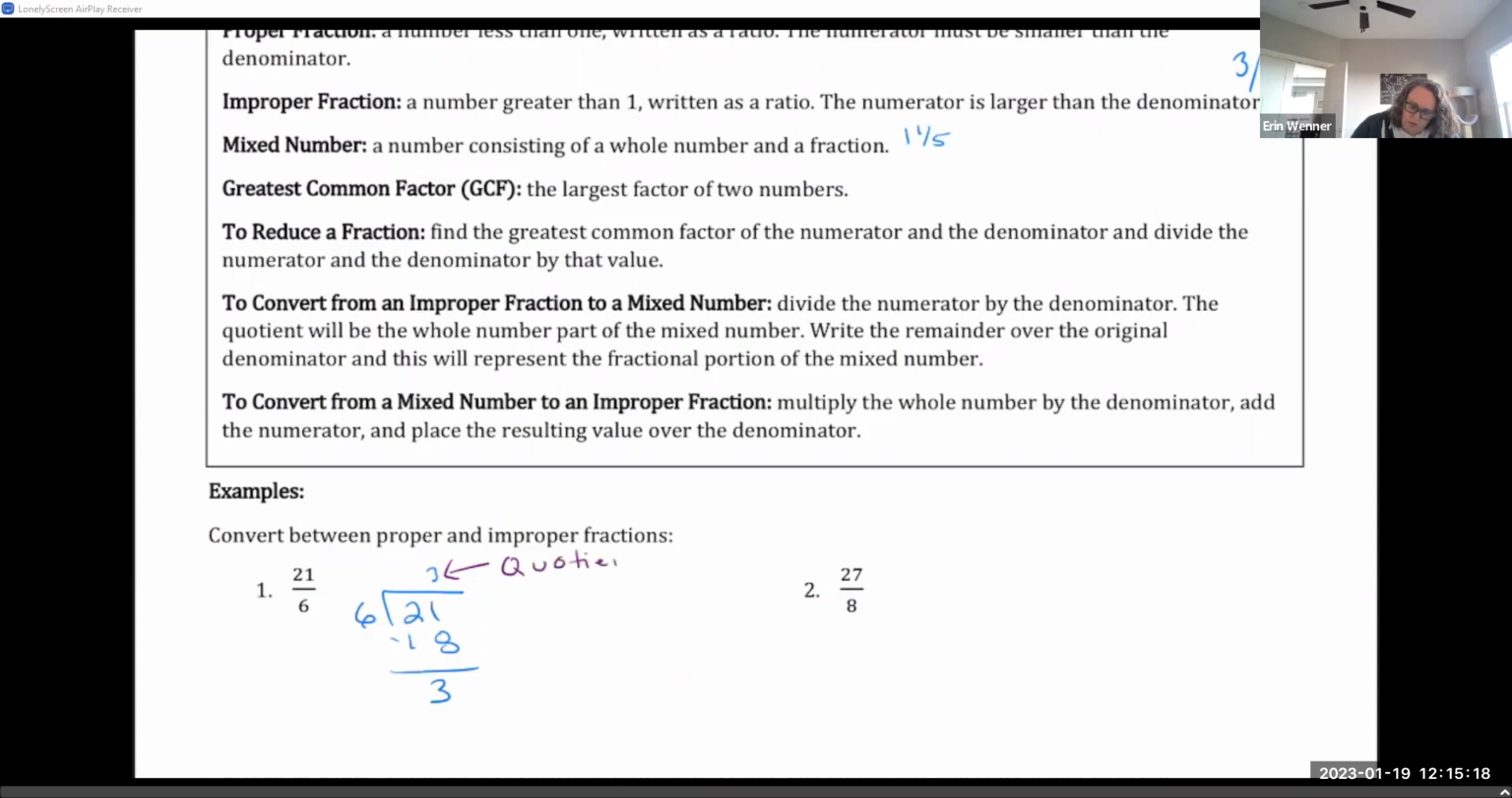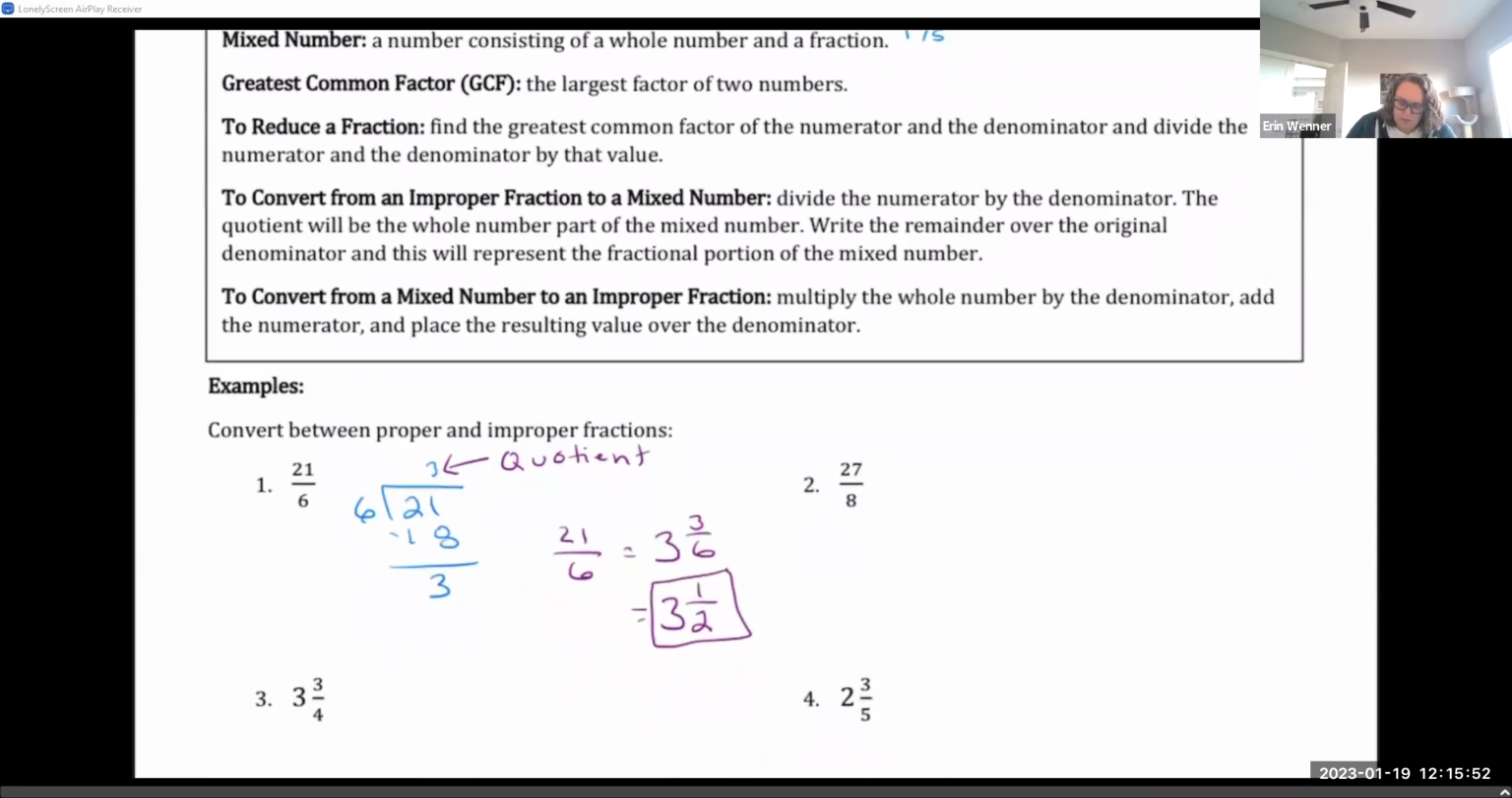And that's going to be our whole number. So we have 21/6, which we would write as 3 3/6. You always want to reduce your fraction portion if you can. If we think about the greatest common divisor of 3 and 6, the largest number that divides into both of those is the number 3. If I divide 3 by 3, I get 1, and divide 6 by 3, I get 2. And then we end up with 3 1/2 as our mixed number equivalency.